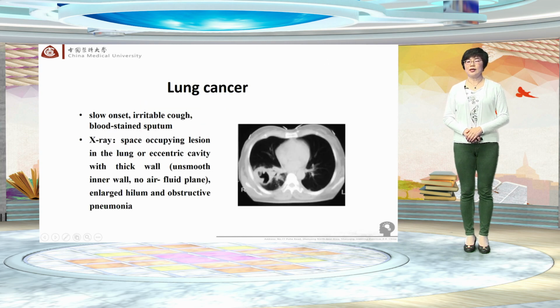Lung cancer. Lung cancer is not an infectious disease, so the patients always show slow onset, irritable cough, blood-stained sputum without fever. On X-ray we could also see some space-occupying lesions in the lung, or an eccentric cavity with a thick wall. This cavity you could see here is very typical: very thick wall, unsmooth inner wall too, no air fluid plane. This is the difference between lung cancer and lung abscess. For lung cancer patients, X-ray can also show some enlarged hilum and obstructive pneumonia.